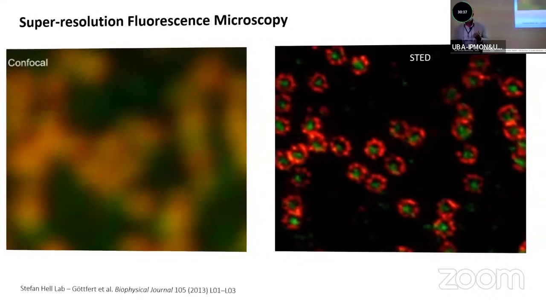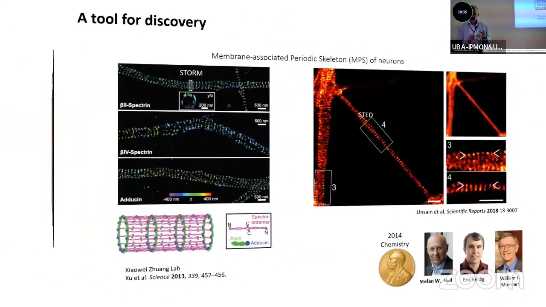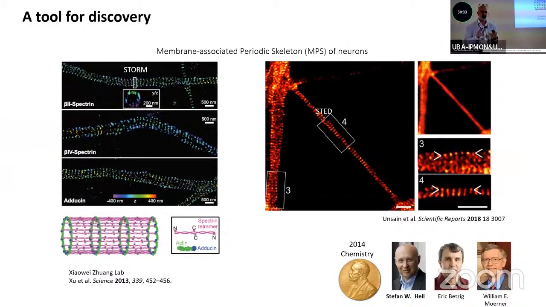So super resolution microscopy is really a tool for discovery. This is very important. It's a tool for discovery. You can see things that are impossible to visualize otherwise. And this is another great example from the lab of Xiaowei Zhuang, when they visualized already 10 years ago this membrane-associated periodic skeleton in neurons. And this is another, here you see the contrast better, in a later work from our lab.